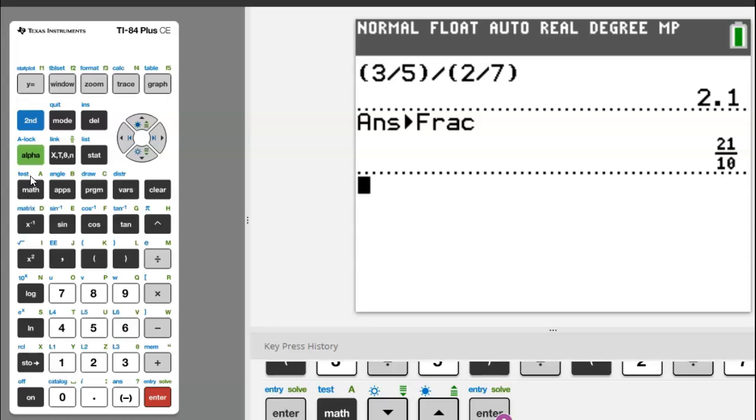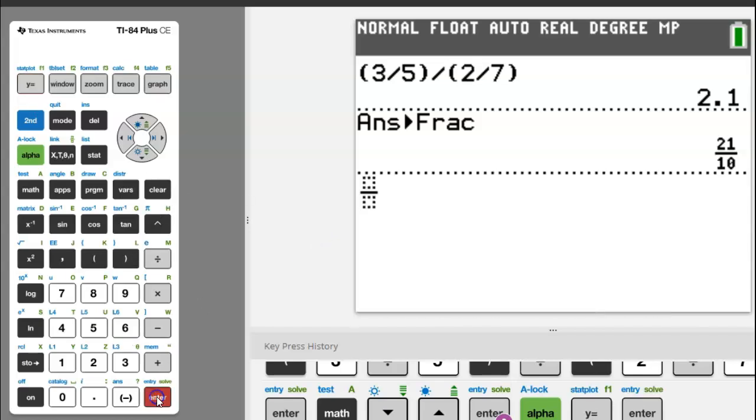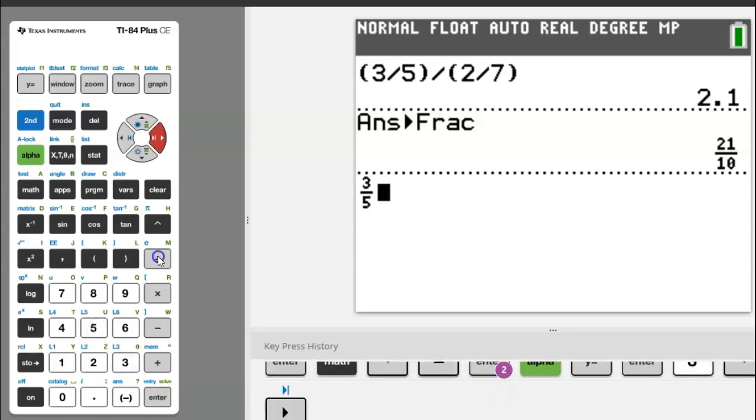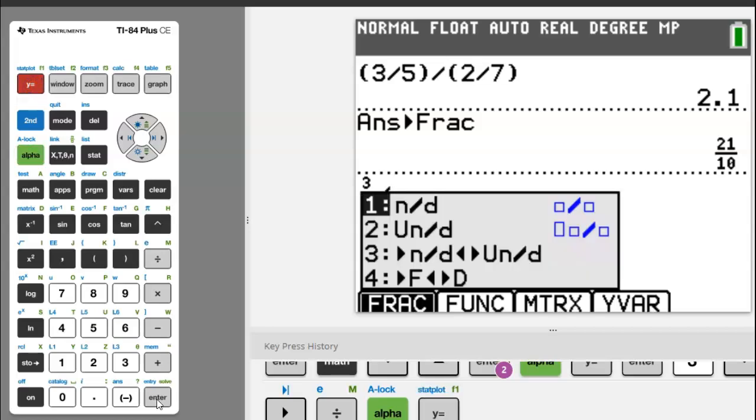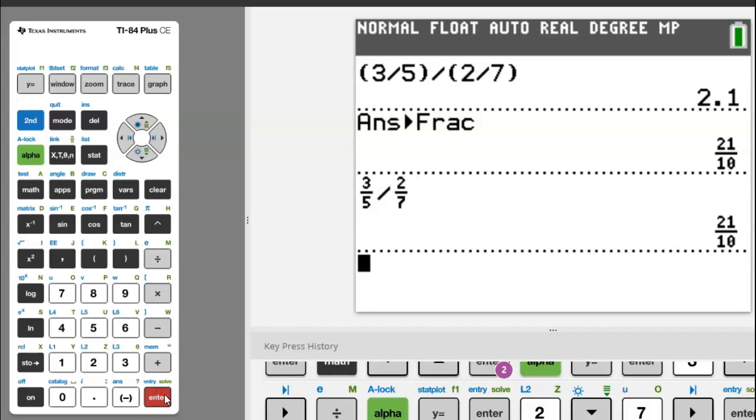There's another way that you can also do it, which gives you a fraction right away. You go to the fraction key, pick the first option, and you type your 3 over 5, push it here, and just use the division. Then you go to the fraction key again, pick the first, and then you type your 2 divided by 7, and you enter, and it gives you the 21 over 10, which was the answer that we got. So the keep change flip really works.